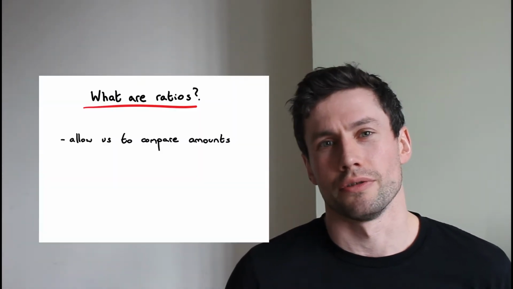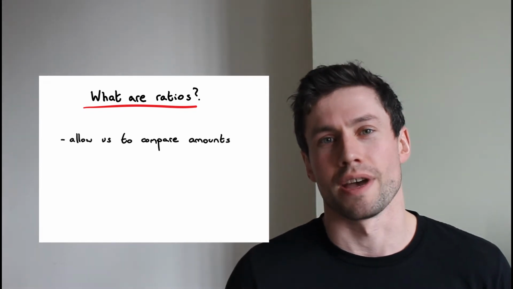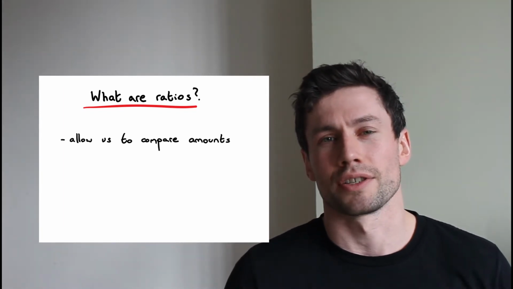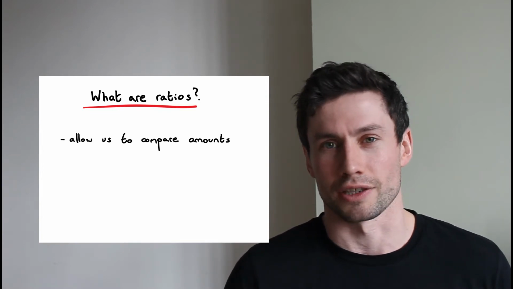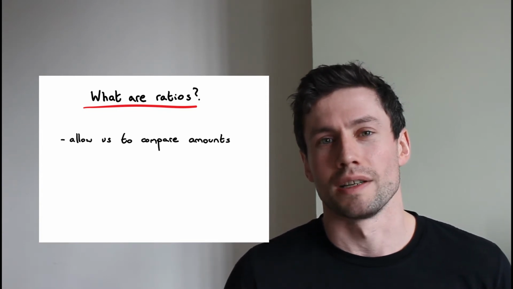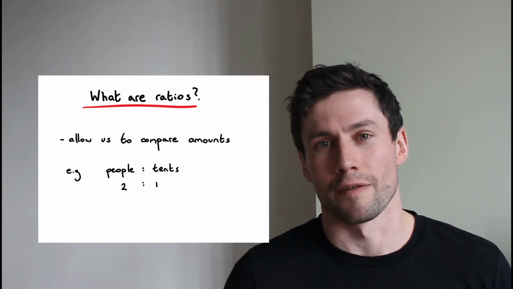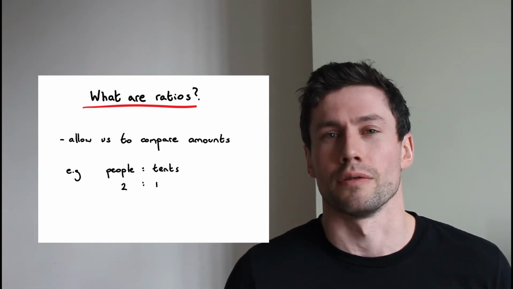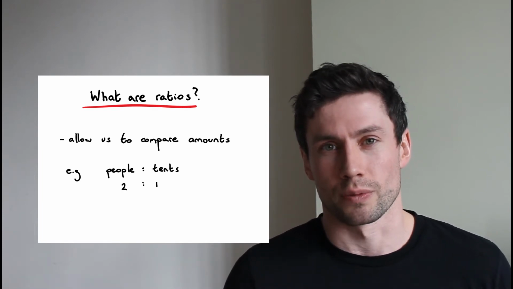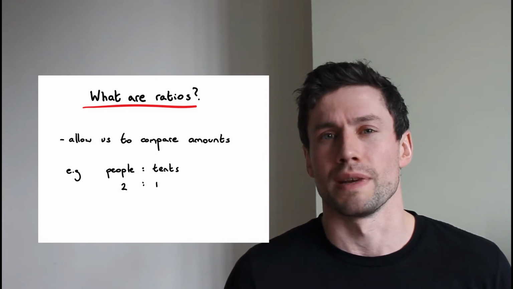Okay, so what are ratios? Ratios are a tool that allow us to compare the amount of one thing compared to another. Let's think of an example. If we were to go on a hiking trip, we would need to prepare our equipment for the hiking trip. And we might have 1 tent per 2 people. This would therefore be a ratio of 2 to 1 of people to tents. But we might also be bringing cooking equipment, like a cooking stove, where we might share 1 cooking stove between 4 people. In this case, the ratio of people to cooking stoves would be 4 to 1.